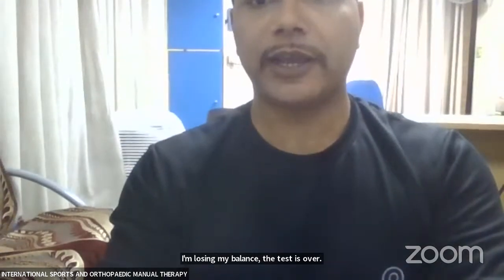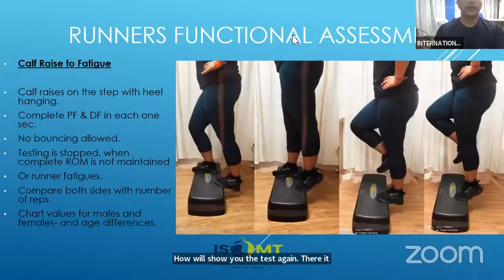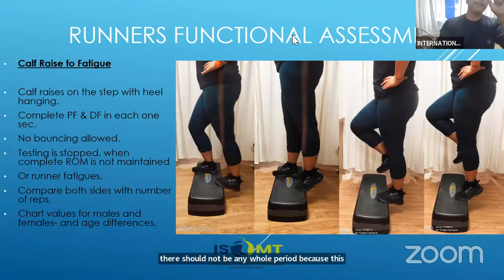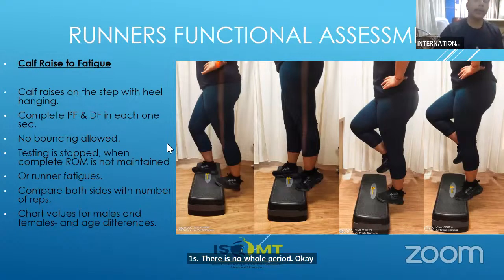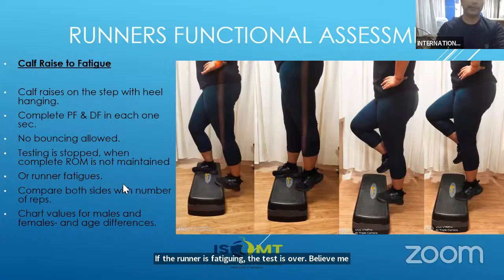I will show you the test again. Here it is. There should not be any hold period, because this itself is very difficult, please. Going completely up and completely down in 1 second, there is no hold period. If the runner is fatiguing, the test is over. Believe me, doing 2 times unsupported was very difficult for me itself. So this is not an easy test.